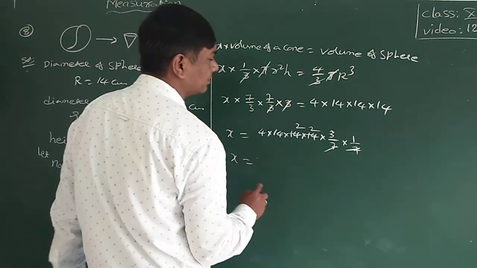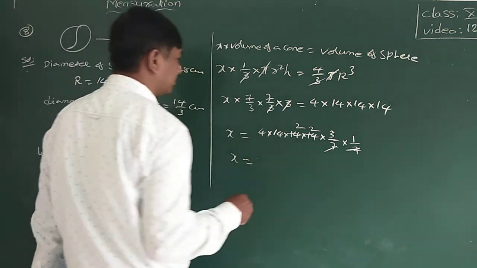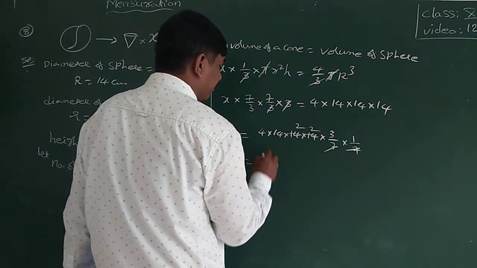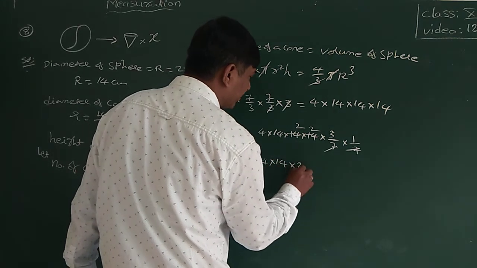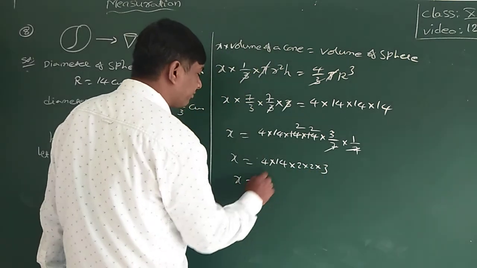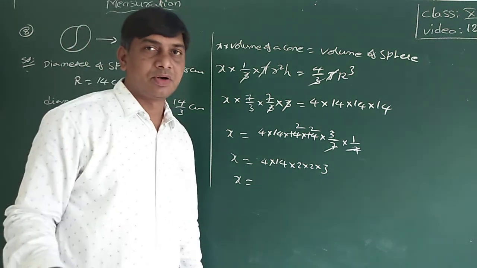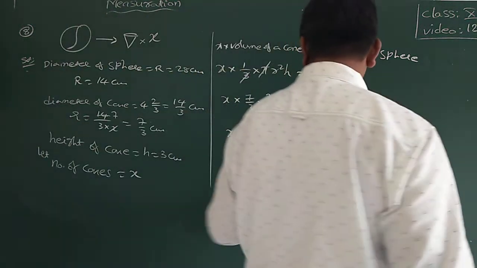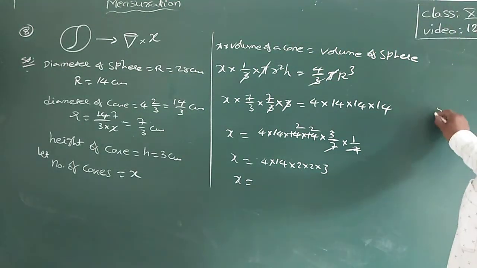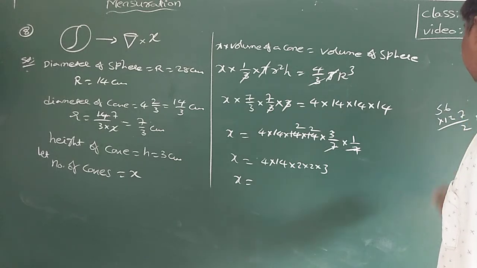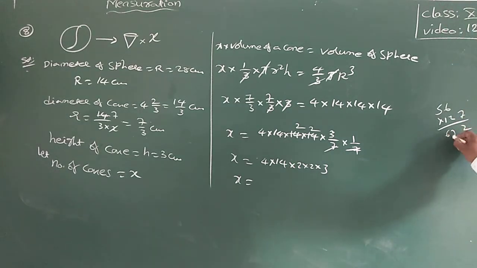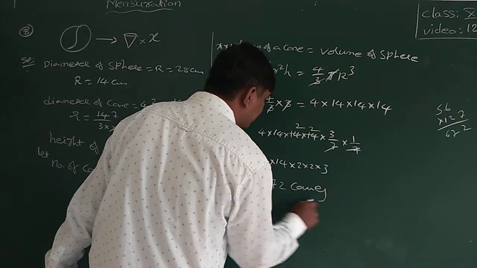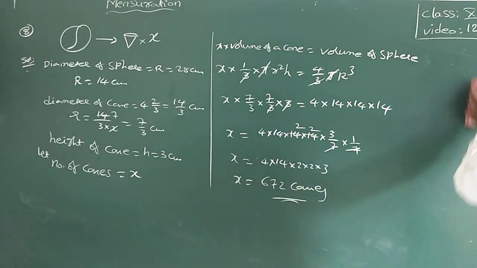x is equal to 7 by 3, 7 by 3 cancel. Now 4 into 14 into 2 into 2 into 3. x is equal to 14 4s are 56. 56 2s are 112. 112 2s are 224. 224 3s are 2 to the power 4 3s are 12. 56 into 12: 12 6s are 72, 12 5s are 60, 60 plus 7 is 67. 672 cones.